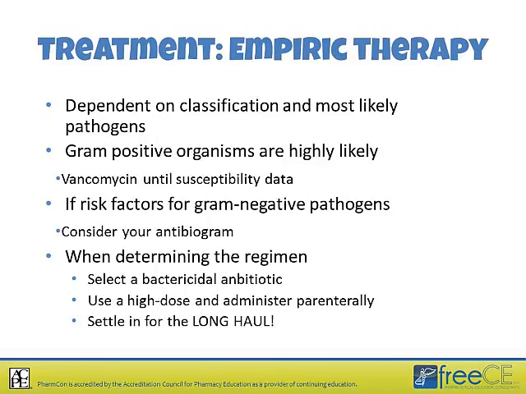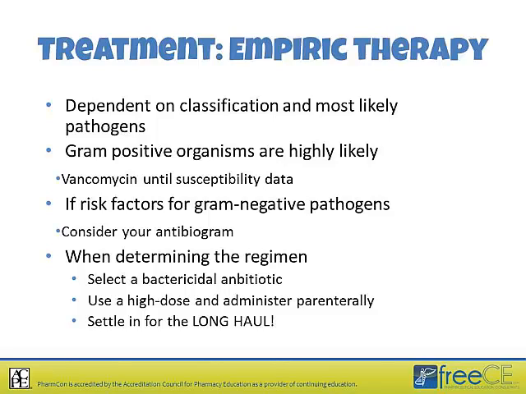So now we finally get to talk about antibiotics, but I think it's really important to talk about all of this basic foundational information to really help you to understand how we should better use antibiotics in terms of treating endocarditis. So some specific principles when we think about empiric therapies, and I really think I've said this already, but I don't think we can say it enough. So it's dependent on the classification and the patient presentation, and those two things help you determine which pathogens are most likely. Gram-positive organisms, regardless of your risk factors or your classification, are highly likely, and personally I would use vancomycin until I have susceptibility data.